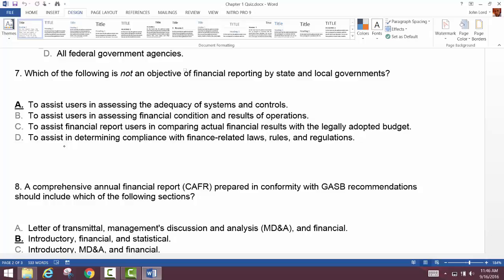Do state and local governments have such a requirement? They do not. State and local governments do not have to report a Sarbanes-Oxley type of report. Does the federal government do that? They do not. Federal government does not require that there be a report on their internal controls. So, why is that? Why is that?